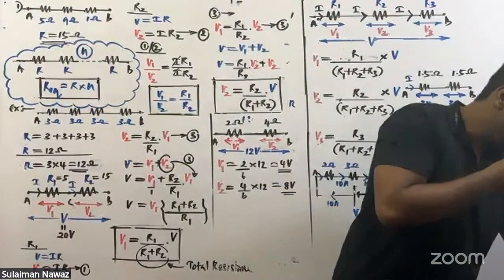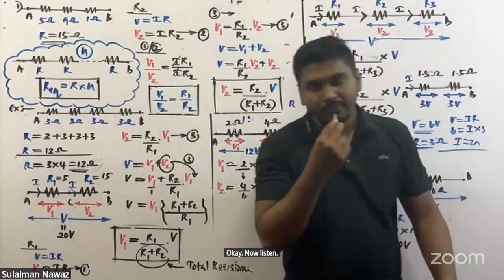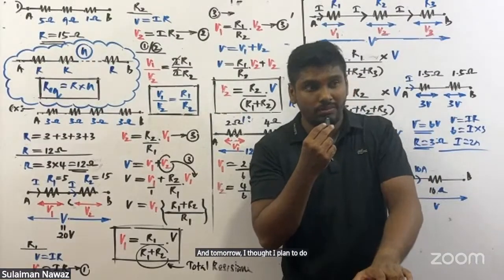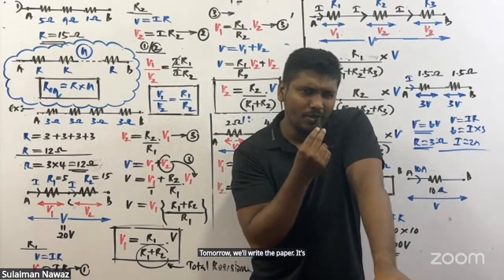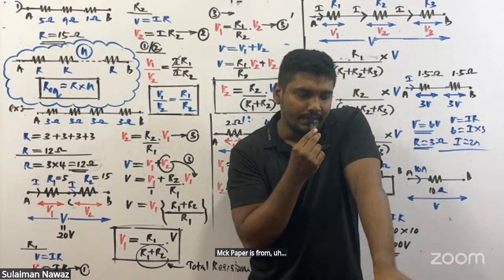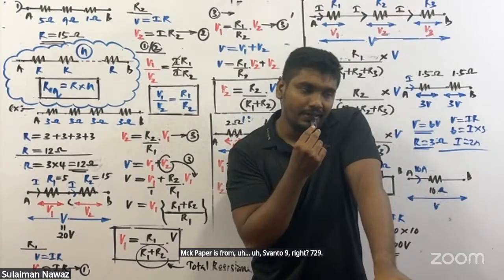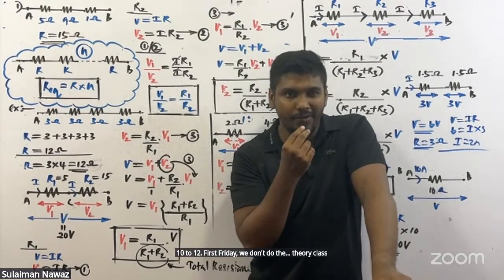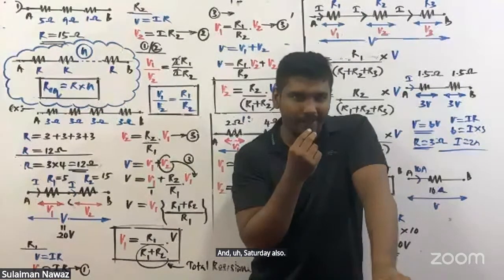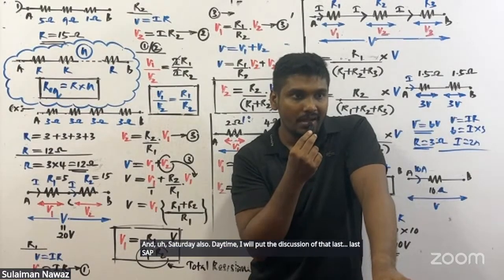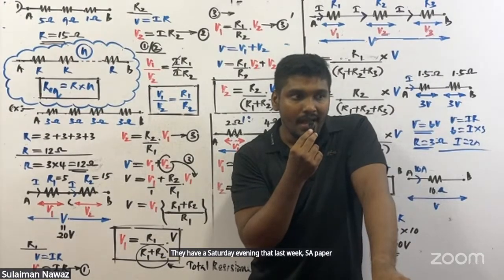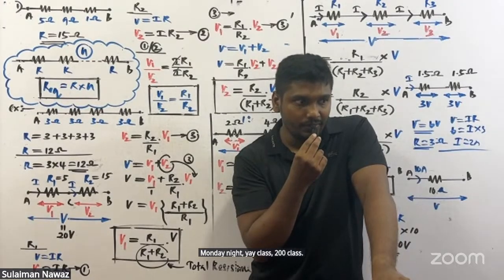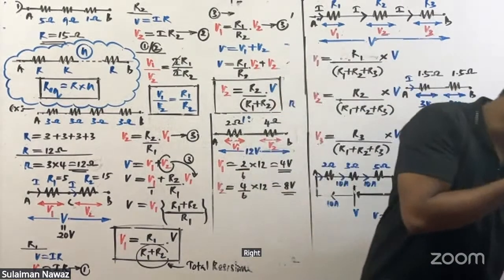Now listen. Tomorrow we are writing the final paper also. We can't skip writing papers. Tomorrow there is an MCQ paper from 7 to 9. We will start this electricity theory again from 10 to 12. Friday we don't do the theory class, we do the discussion. On Saturday daytime I will discuss the last essay paper that I could not discuss, and Saturday night there is theory class. Sunday, Monday and Tuesday nights also theory class. By the end of Tuesday, I think we can almost finish electricity.